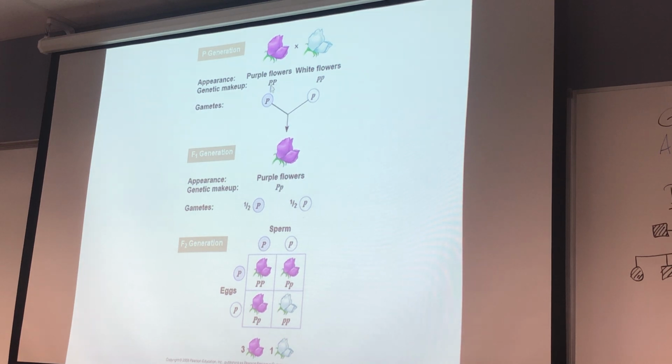So therefore here, you can only give one. So regardless, it will be big P. And here, the same thing. Regardless, it will be little p. Okay. That's why they are true breeding. They cannot give anything else than that.